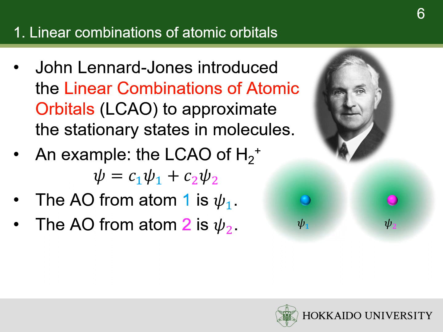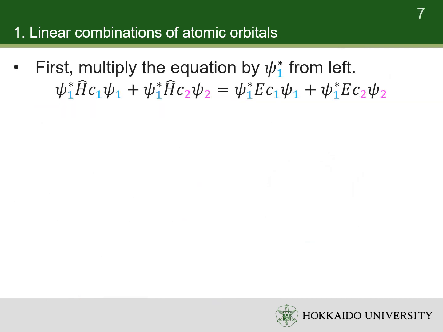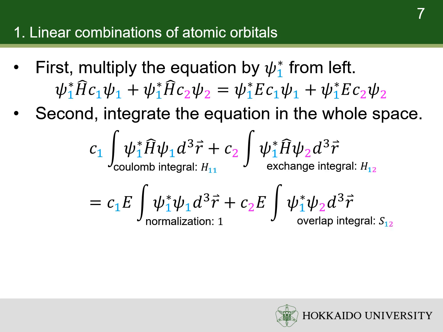Pay attention to that, an LCAO is not the exact solution to the Schrödinger equation but an approximation. Nevertheless, the wave function can be substituted by this LCAO in the Schrödinger equation, so that the Schrödinger equation will read like this. Then, some treatment is done to the equation. First, multiply the equation by the complex conjugate of Psi1 from left. Second, integrate the equation in the whole space and expand the definite integrals, bearing in mind that C1, C2 and E are just numbers. Third, use notations to denote the definite integrals.